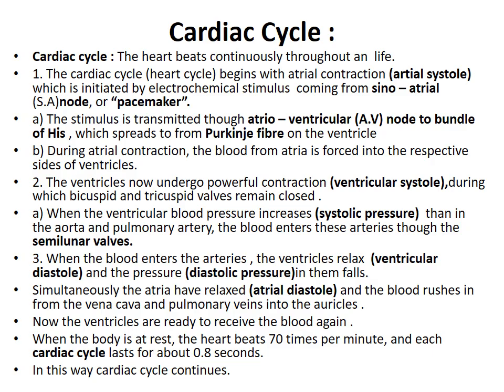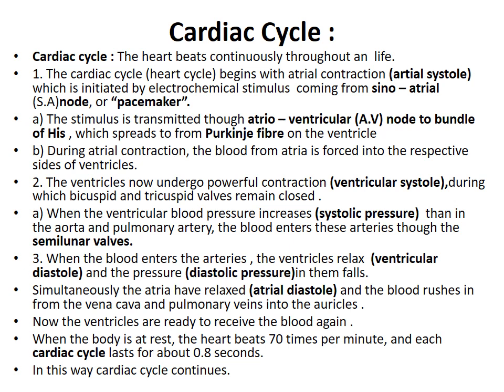Then during atrial contraction, the blood from the atria is forced into the respective sides of the ventricles. The ventricles now undergo powerful contraction, that is ventricular systole, during which the bicuspid and tricuspid valves remain closed. When the ventricular blood pressure increases, that is systolic pressure, the blood enters the aorta and pulmonary artery through the semilunar valves, that is the aortic and pulmonary valves.